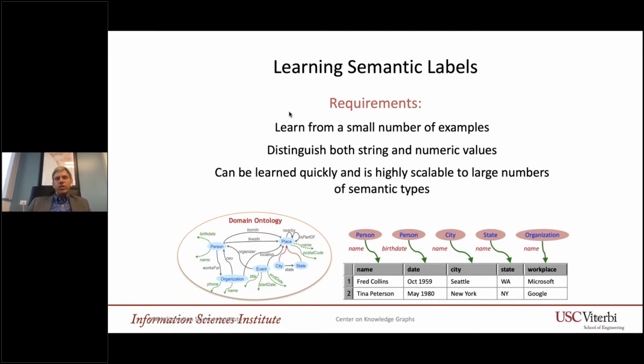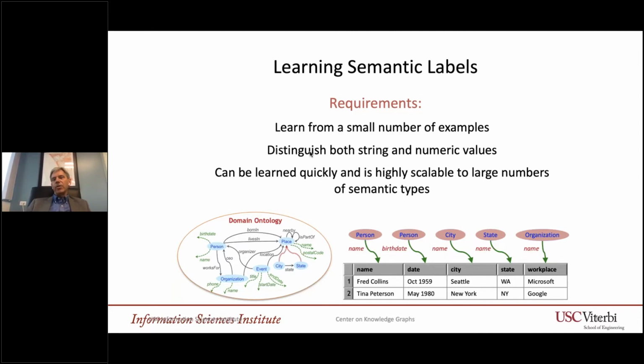You may have just a few sources you want to map, and so you want to do it based on a few examples. Second thing is I want to be able to clearly distinguish both string and numeric values. String values tend to be much easier than numeric ones, and so we want to be able to support both. And then it also needs to be able to learn quickly, because users are impatient, and so they want to be able to quickly learn something and then apply it to their next source.